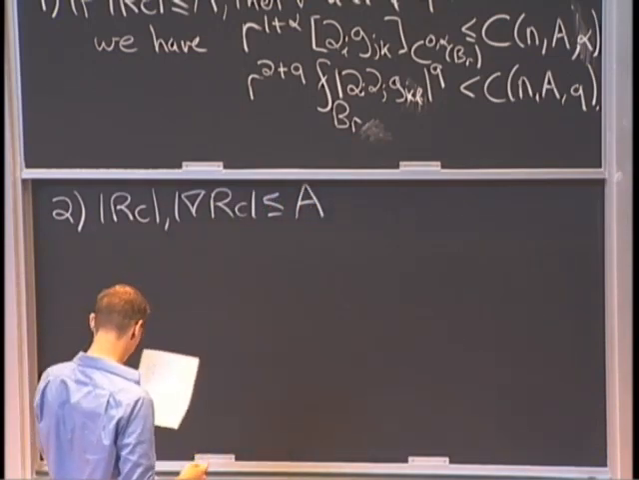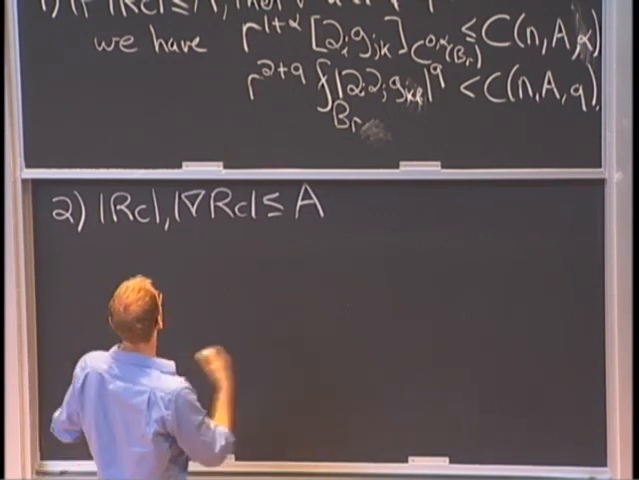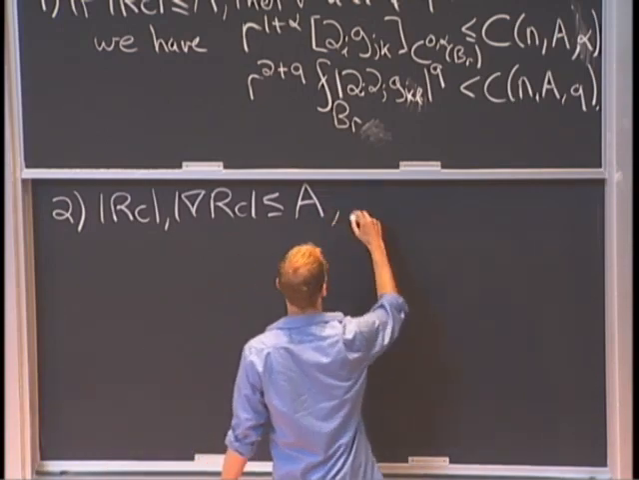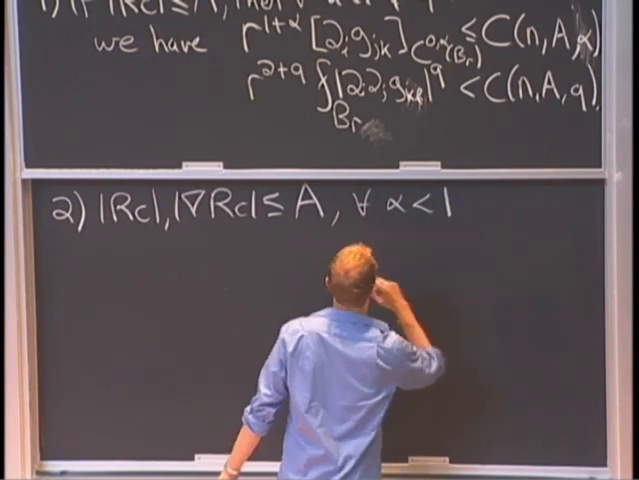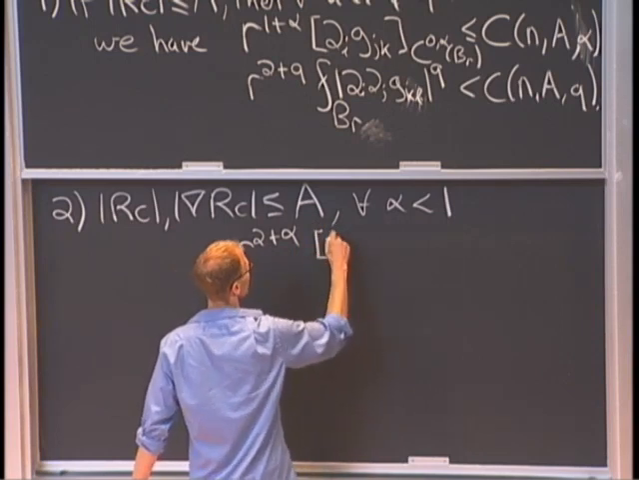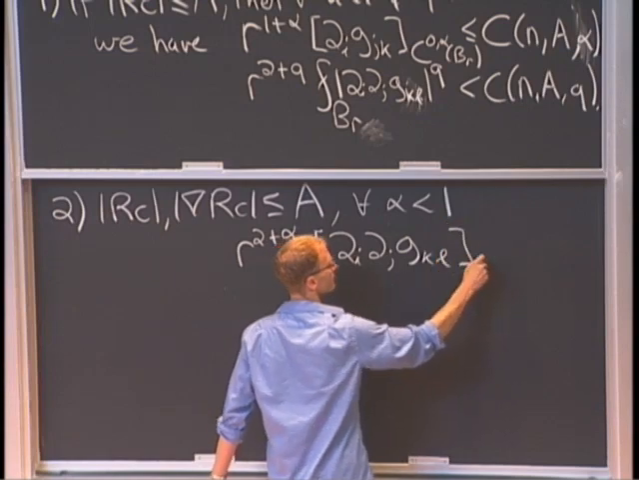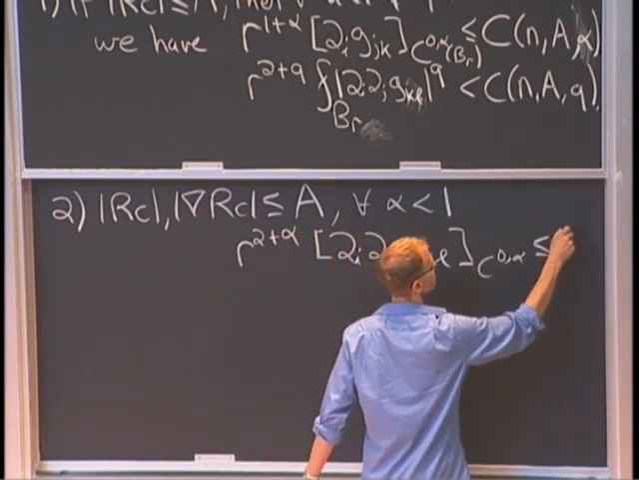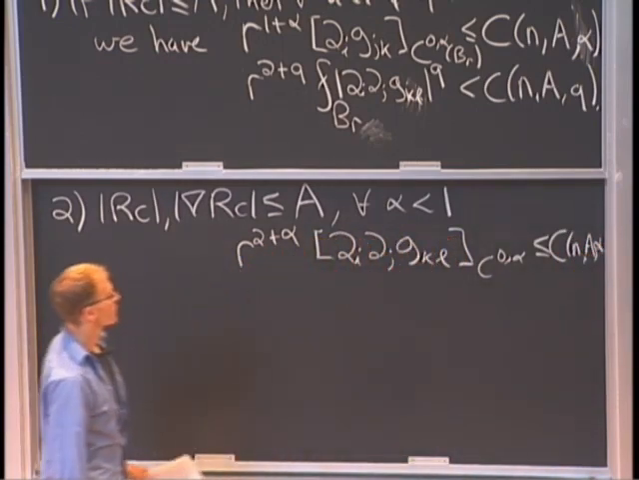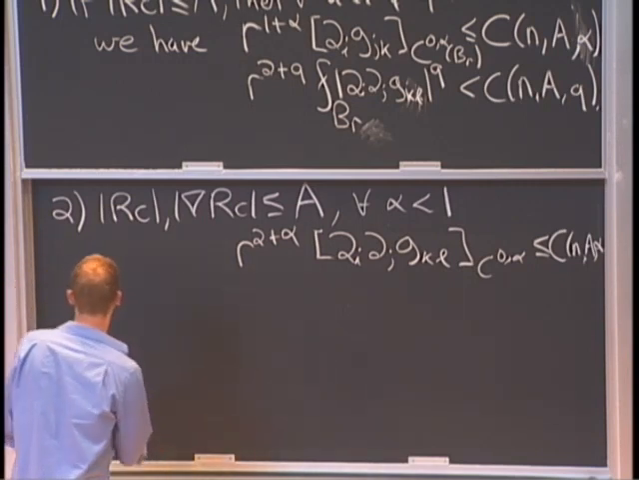Let me just write down 2 more that'll be useful. Likewise, if we actually have a bound on not just the Ricci, but the covariant derivative of the Ricci, then what we see is that for every alpha less than 1, we have that r to the 2 plus alpha times the C0 alpha norm of the second derivative is actually bounded. So in other words, our metric was now automatically in C2 alpha for every alpha less than 1.